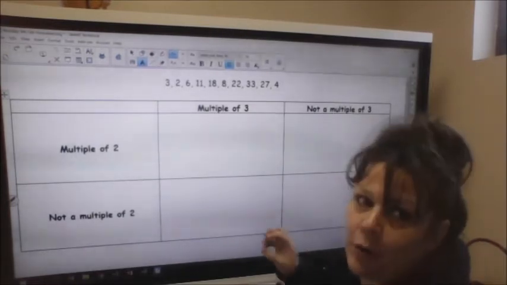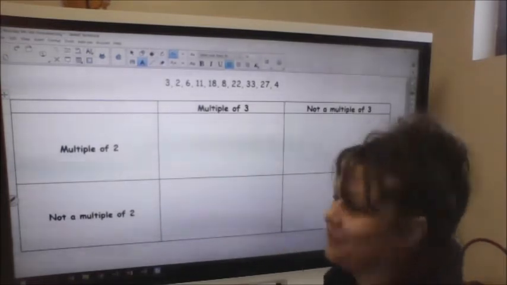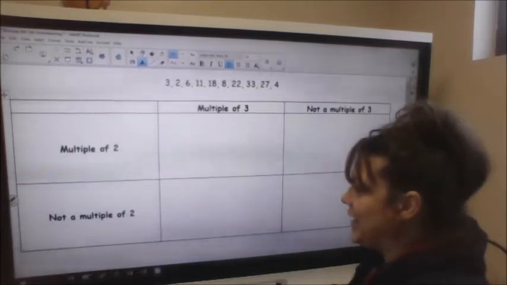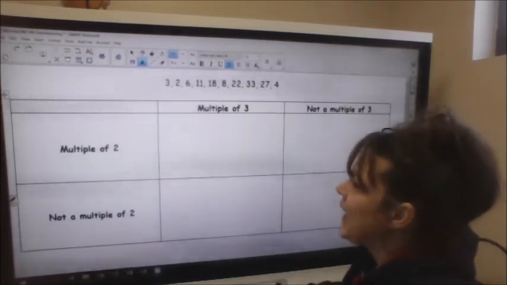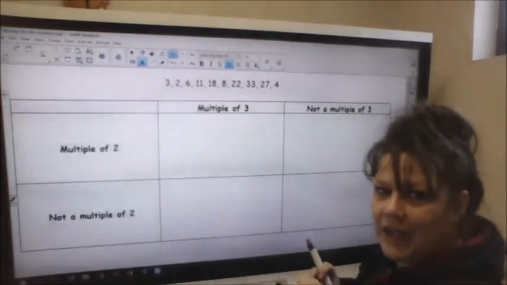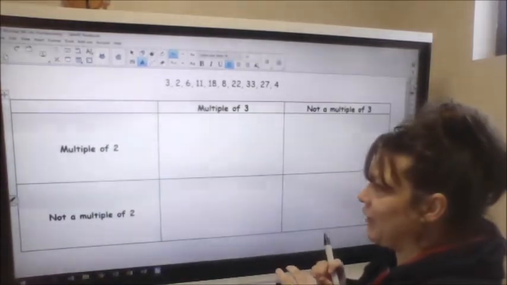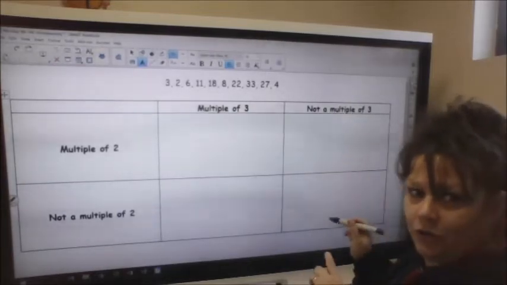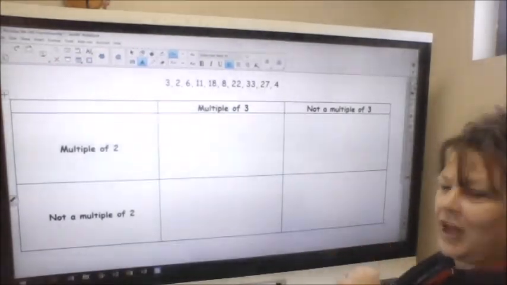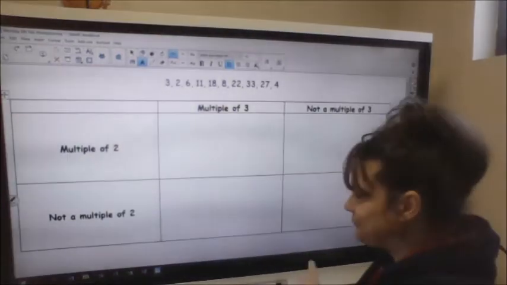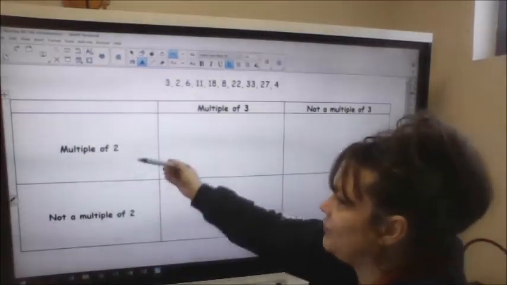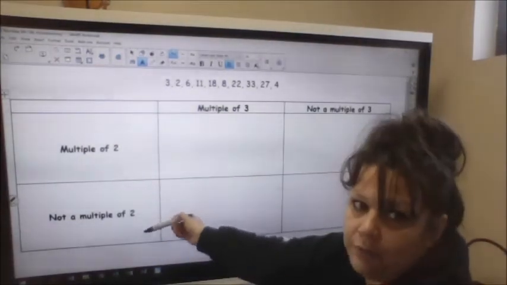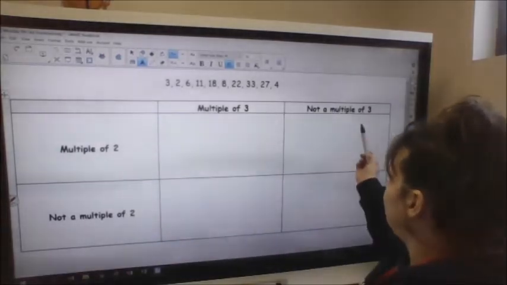Another type of question that we're going to do today, and you're going to have an example of one to do, is a different type of diagram. So we're going to have a little look at it, and you've got a similar one in your book today. So I want to have a little look at this type of diagram. Okay. So down here it says multiple of 2, not a multiple of 2. Multiple of 3, not a multiple of 3.